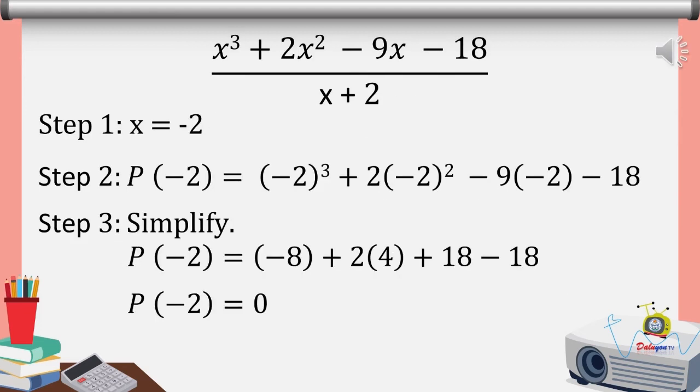Here is the solution. Compare your answers. Did you get it right? Since there is no remainder, therefore, x plus 2 is a factor of x cubed plus 2x squared minus 9x minus 18.